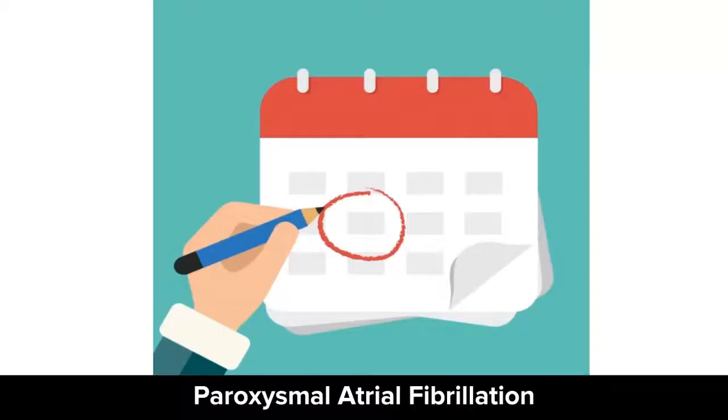Atrial fibrillation can be classified into four types. Paroxysmal atrial fibrillation, which is an episode of atrial fibrillation that terminates spontaneously or with intervention in less than 7 days. This means that there's a possibility for these episodes to reoccur.